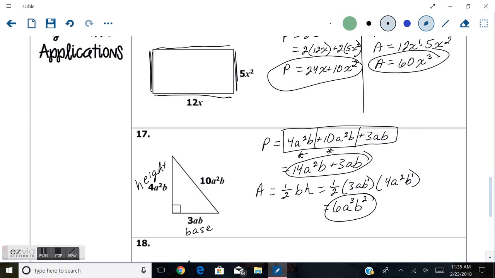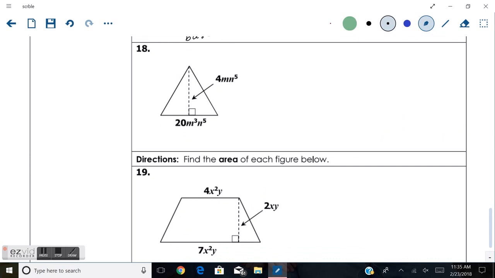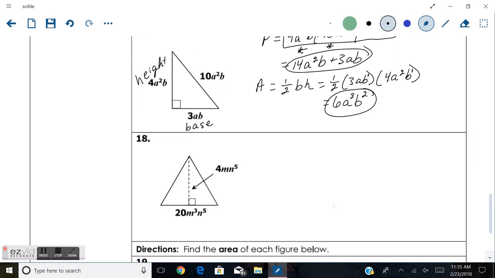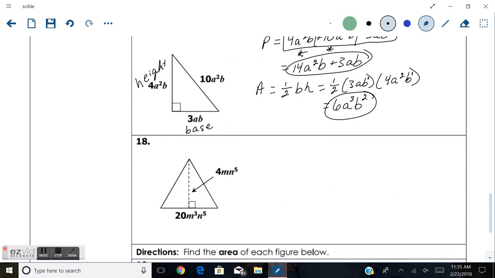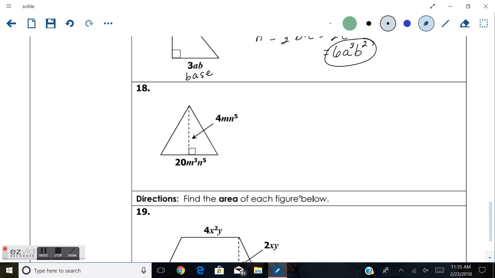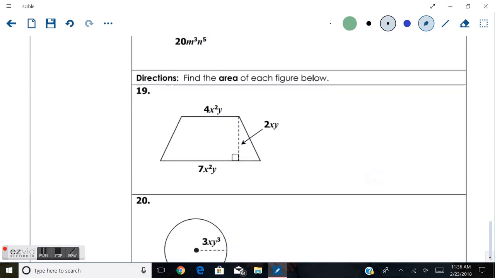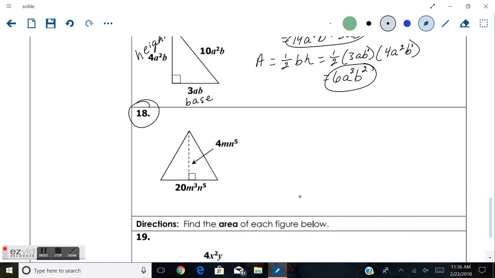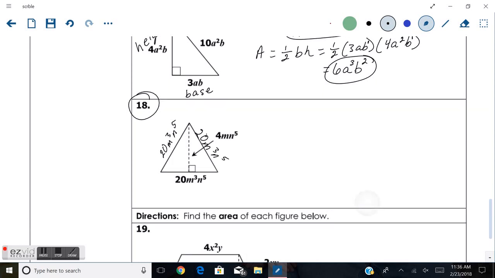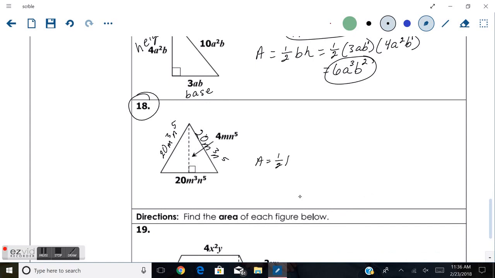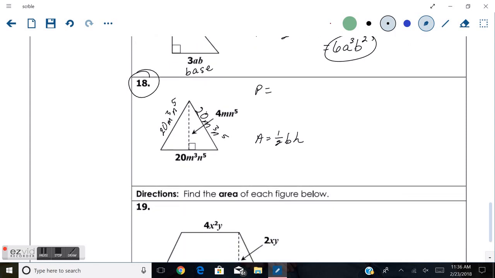A couple different formulas I'll give you at the end of this, and then I'm going to have you actually fill it in. So I'm going to have you do 18. It doesn't tell you that all three sides are the same here, but they are. Do 18 knowing that this is also 20 m to the third n to the fifth, and this side is also 20 m to the third n to the fifth. Again, use that formula, area equals 1/2 base times height. So figure out perimeter first, the length around, and then figure out your area using your base and your height.